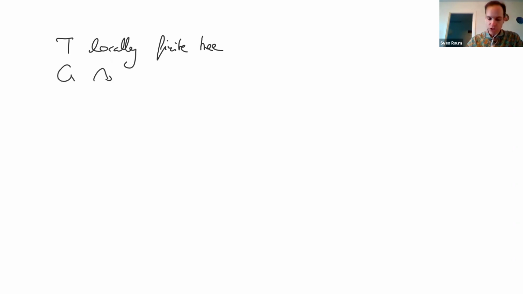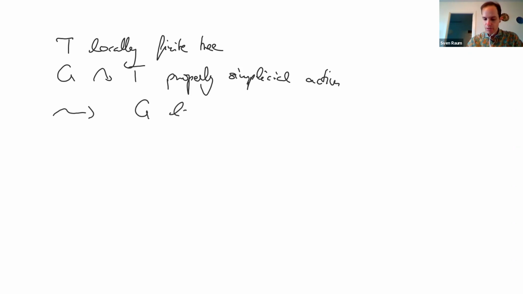Right. So the objects that I'm going to talk about are groups acting on trees, and more specifically, T for me is usually a locally finite tree, and G usually should act properly and simplicially on the tree, so that I have a locally compact group.